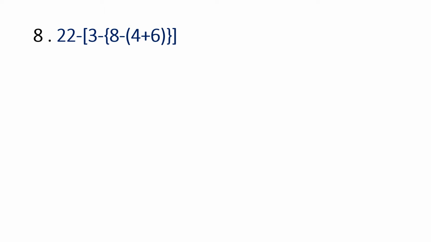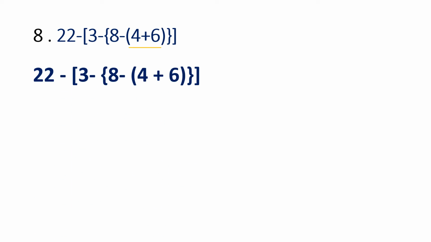Sum number 8. Okay, so you see here what is the problem. We have how many types of bracket? We have a small bracket, and then we have a curly bracket, and also we have a square bracket here. So let us first concentrate on the small bracket. So this is what we have to solve first. So what is 6 plus 4? 10, isn't it? So we will go on, we will solve it. 6 plus 4 is 10.